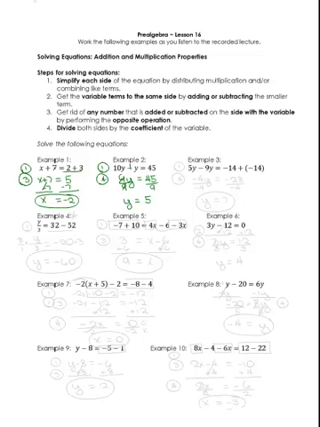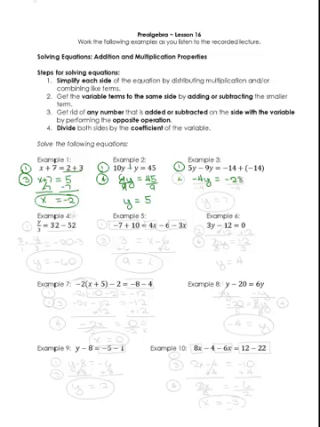Example number 3, starting once again with step 1, I need to simplify on the right and on the left this time. 5y minus 9y is going to give me a negative 4y, and that's going to equal negative 14 plus a negative 14, which is the same as negative 14 minus 14, which would be negative 28.